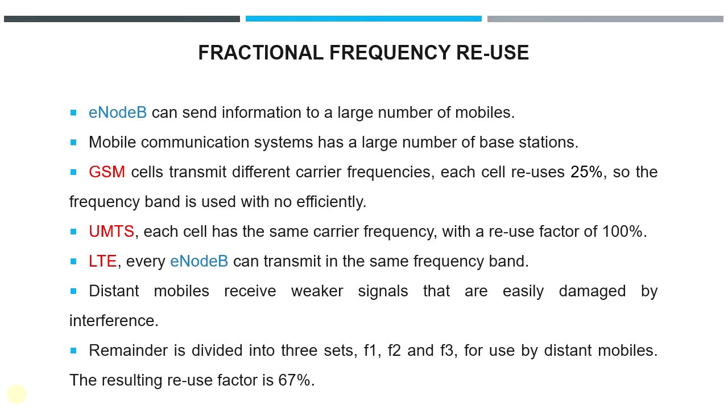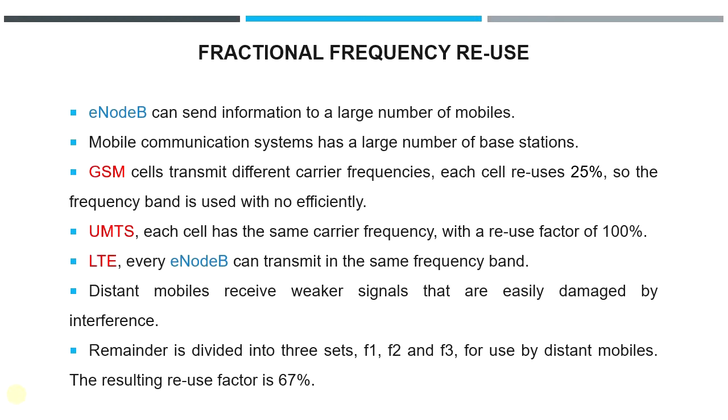Fractional frequency reuse. Using the techniques described above, one base station can send information to a large number of mobiles. However, a mobile communication system also has a large number of base stations, so every mobile has to receive a signal from one base station in the presence of interference from the others. Look, we need a way to minimize the interference, so the mobile can receive the information successfully.